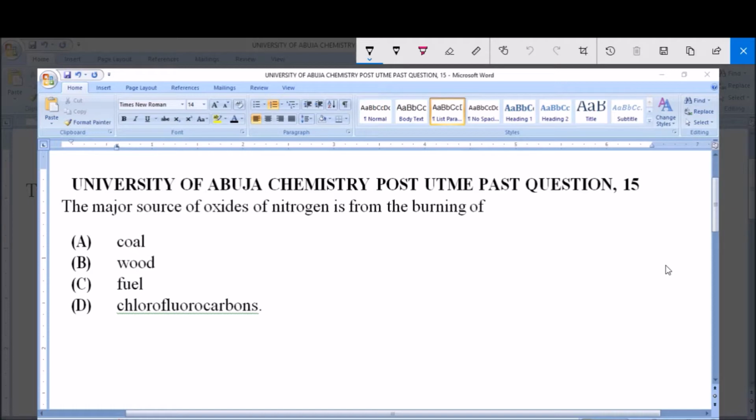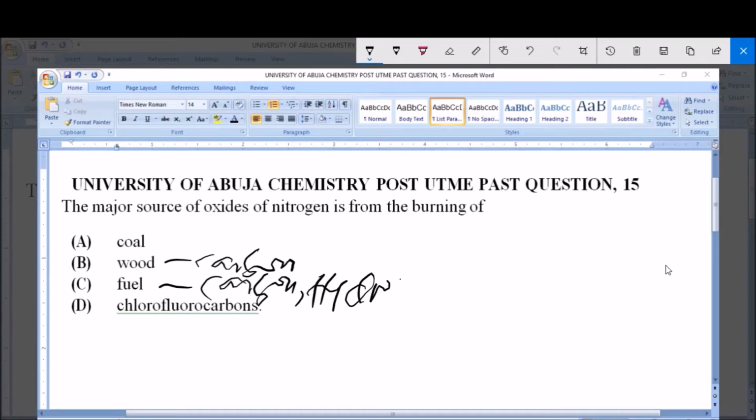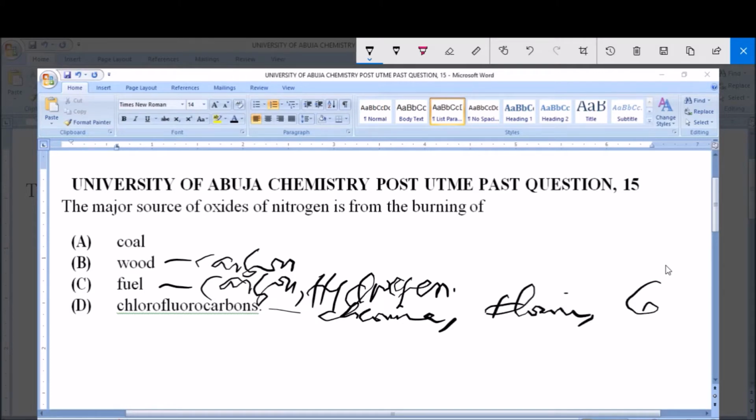Now, for you to know, you check the composition of these substances. Wood mainly consists of carbon. Fuel is a hydrocarbon consisting of carbon, hydrogen, and some other compounds depending on the particular fuel you're talking about. And then we have chlorofluorocarbons containing chlorine, fluorine, and carbon. Now, in this particular question, it says the major source of oxides of nitrogen.